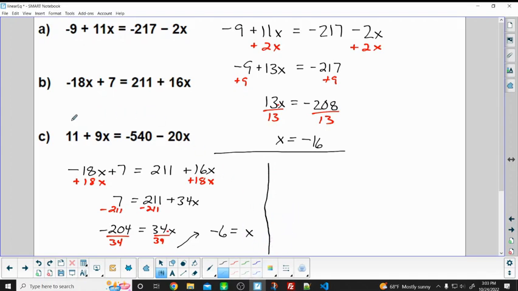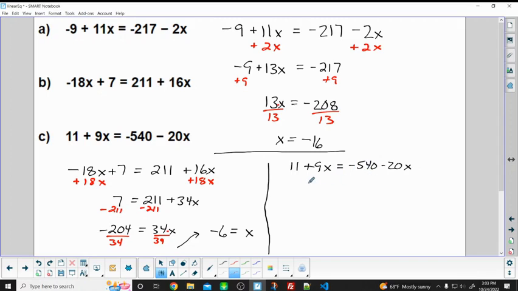All right, so our last problem right here, we have 11 plus 9x is equal to negative 540 minus 20x. So let's do this, and you know what? I'm going to combine the constants first this time. On the last two problems, I combined the x's first. You don't have to combine the x's first. You can if you want, if that's the habit you want to develop. But you can combine your constants first, and that's what I'm going to do on this one.